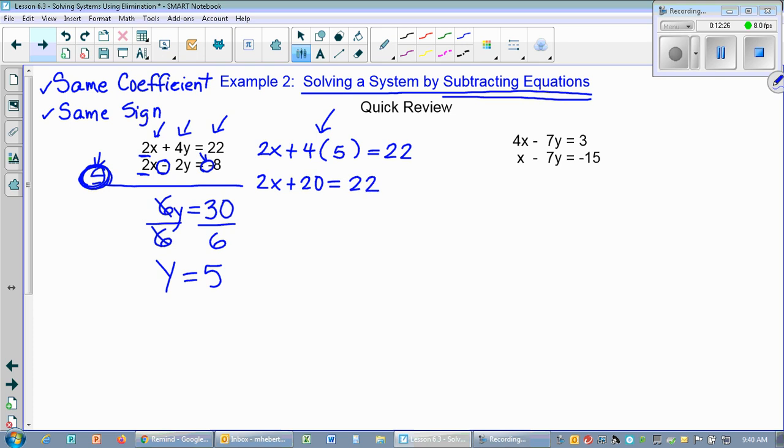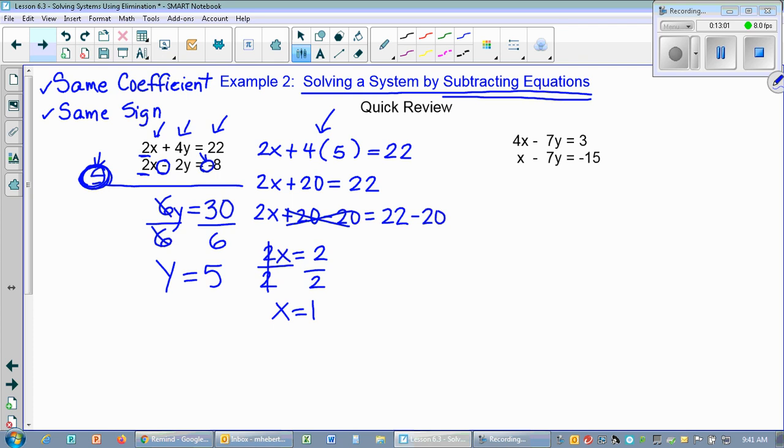I need to get the 2x by itself, so the opposite of plus 20 is minus 20. And if I subtract 20 on the left side, I have to subtract 20 on the right side. The plus 20 and the minus 20 cross cancel each other out, leaving me with 2x. 22 minus 20 is equal to 2. We'll divide each side by 2. The 2's cross cancel out, leaving me with 1x. And 2 divided by 2 is 1.